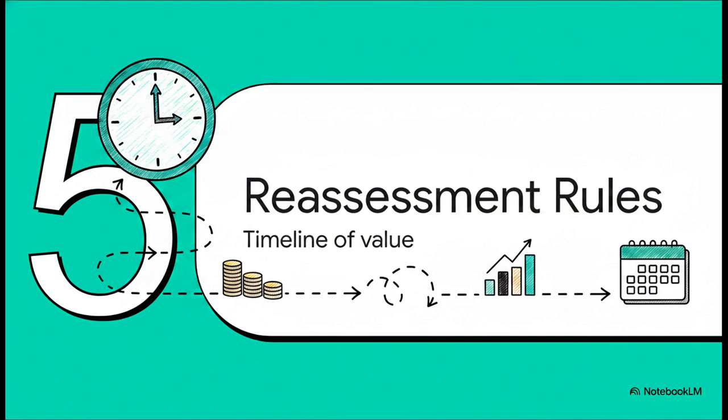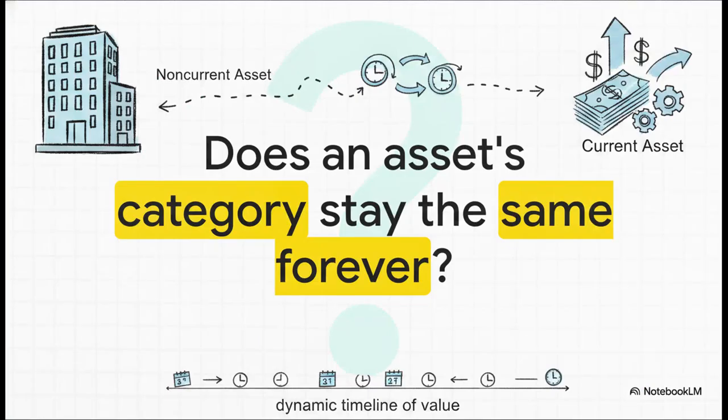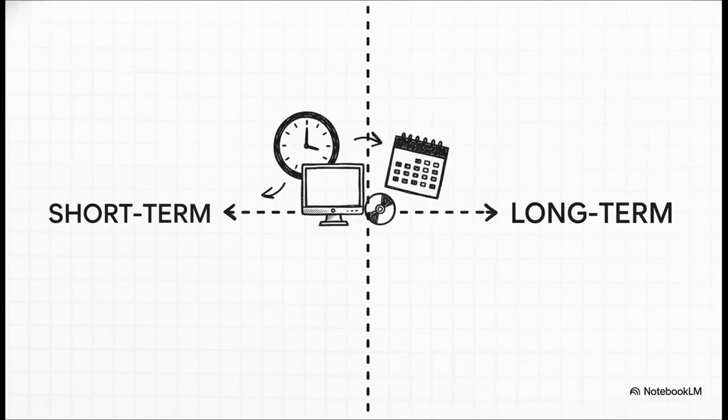Finally, Section 5, Reassessment Rules, the dynamic timeline of value. So, classification isn't just a set-it-and-forget-it situation. You might think that once an asset is labeled non-current, it just stays there. But let's see why that actually isn't true, and why the balance sheet is really a highly dynamic timeline of value. You are required to constantly reassess the current and non-current split at every single balance sheet date. Why? Well, because time is always marching on, pushing assets across that 12-month boundary.